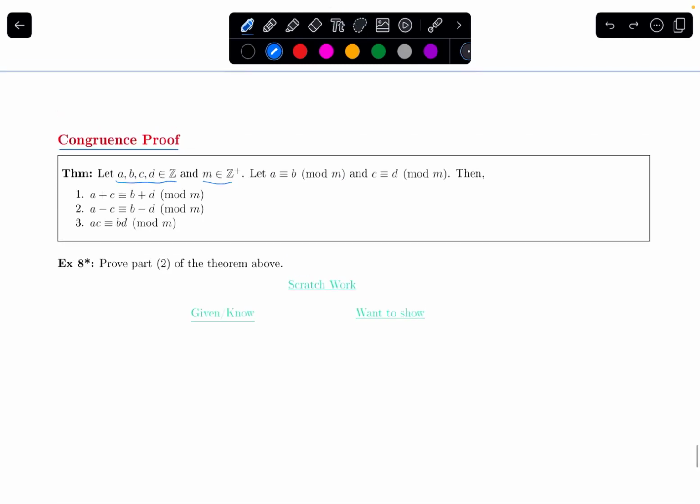Or another way to write that, remember, is the definition of this congruence means that m will evenly divide a minus b. That's what this means. So if that's true, and if also c is congruent to d mod m, meaning they have the same remainder when divided by m, or I could also write this as m divides c minus d. So if those are both true, then we can add these things together to get a plus c is congruent to b plus d mod m, or subtract them to get the second statement, or multiply them together to get the third statement. It turns out these three things are true.